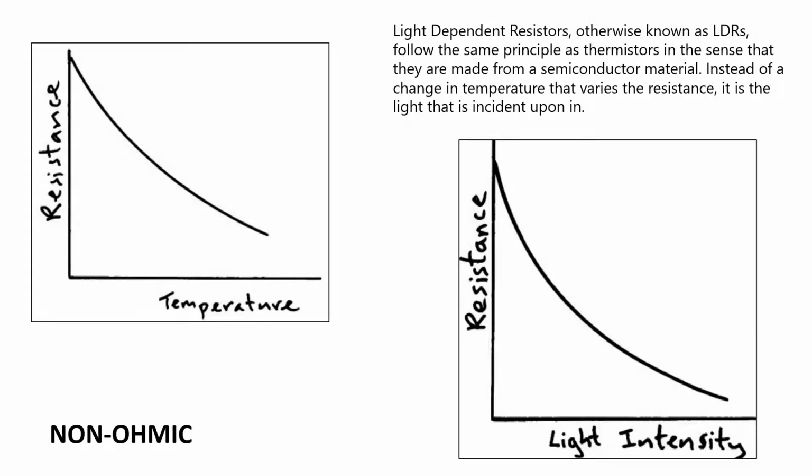Light-dependent resistors, otherwise known as LDRs, follow the same principle as thermistors in the sense that they are made from a semiconductor material. The resistance varies when light is incident upon the material. What I mean is that for a thermistor, as the temperature changes, the resistance changes. But for an LDR, as the light intensity changes, the resistance changes. So an LDR is about light intensity, a thermistor is about temperature.